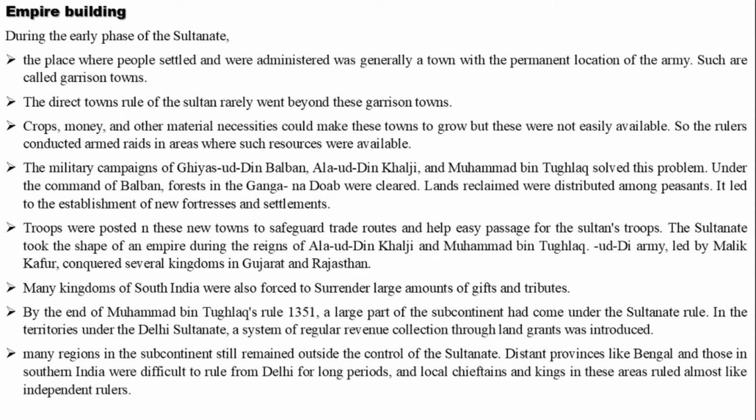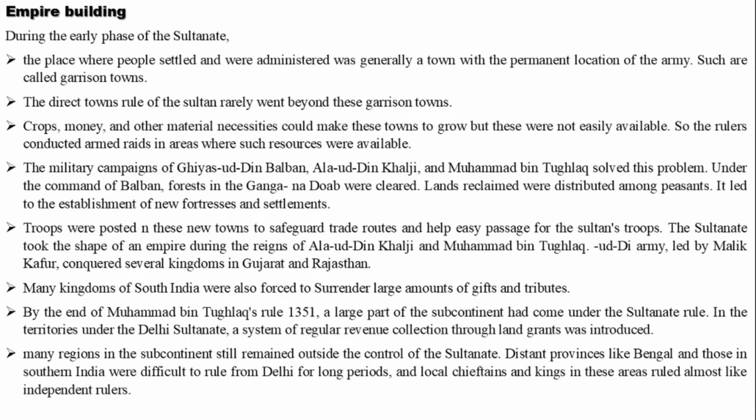Now we are going to see the empire building during that time. During the early phases of the Sultanate, the places where people settled and were administered were generally towns with a permanent location of the army, such as garrison towns. The direct rule of the Sultan rarely went beyond these garrison towns. Crops, money, and other materials necessary to make these towns grow were not easily available, so the rulers conducted armed raids in areas where such resources were available.